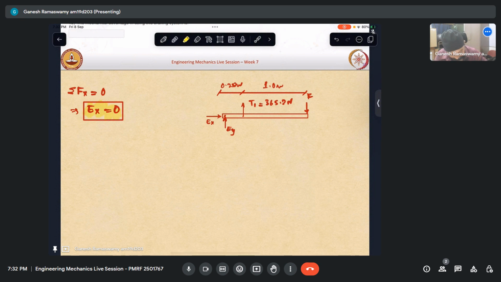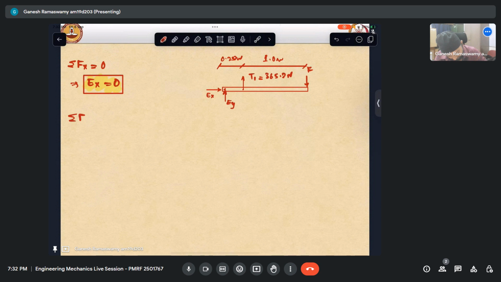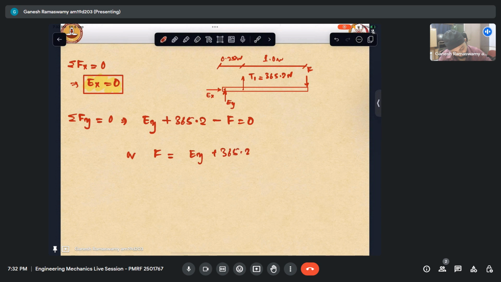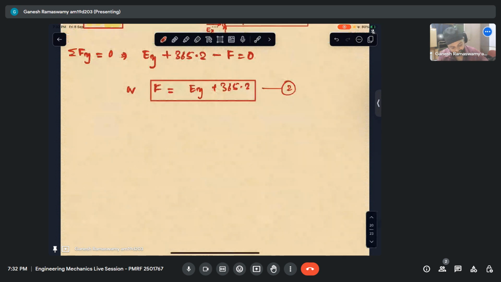Now sigma Fy equaling 0 gives me Ey plus 365.2 minus F equals 0, or F equals Ey plus 365.2. So this is another equation. And then sigma moment, if I take it about E equal to 0, actually essentially this is the only thing I should be doing, because I want to calculate F.